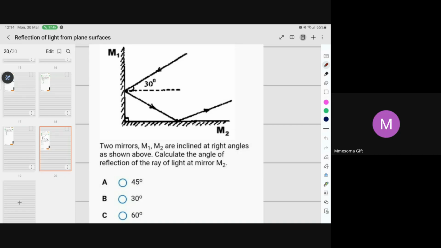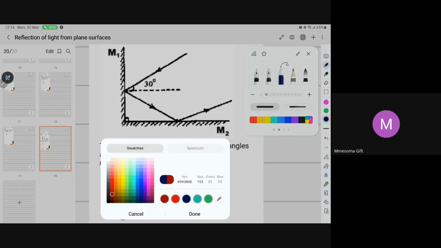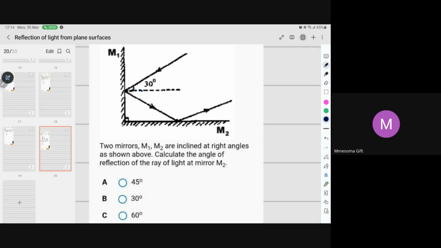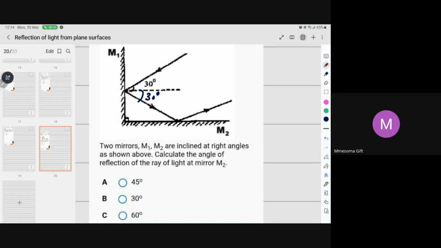They gave us the incidence angle at M1 to be 30 degrees. Therefore, the angle of reflection at M1 is also 30 degrees. Let's put the values in. So now this is 30. It also means that the reflection here is also 30 degrees. But we're asked to determine the angle at mirror 2, that's the reflected ray from M2.